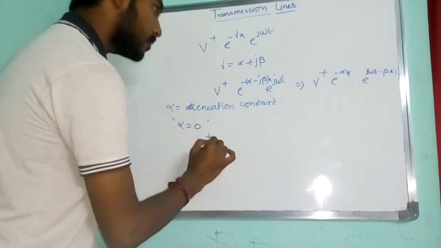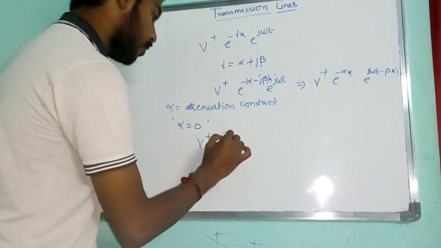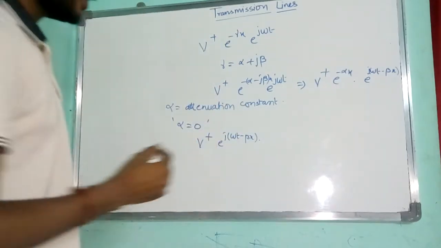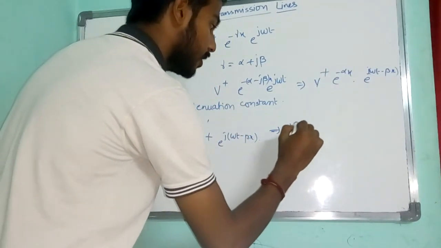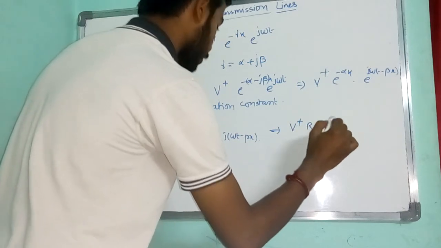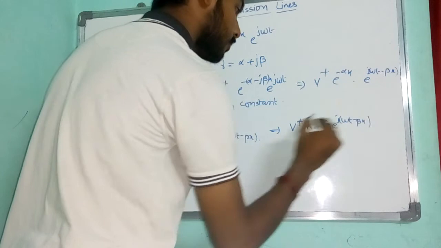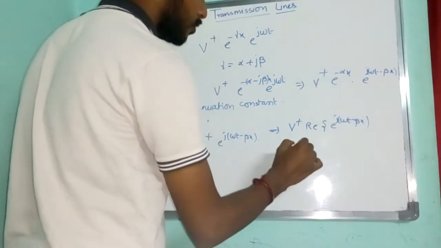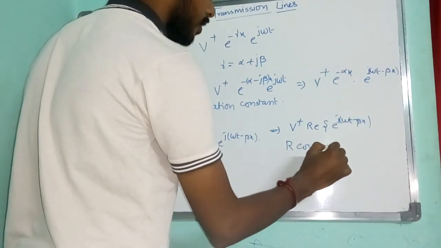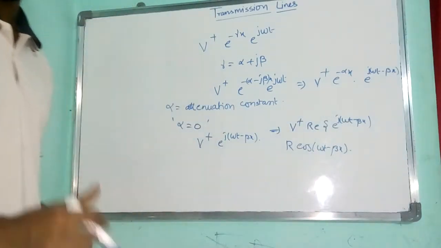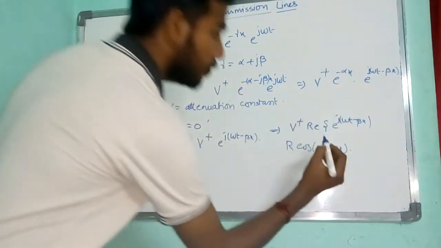Then this will be V plus into e power j omega t minus beta x. As it is a real-time situation, I'll consider the real part of e power j omega t minus beta x. We know the real part of e power j omega t is cos, so cos omega t minus beta x. Right? Now it is time dependent: omega t minus beta x.